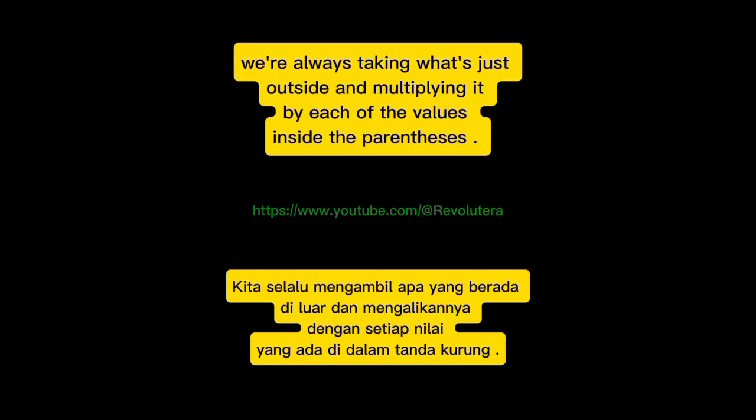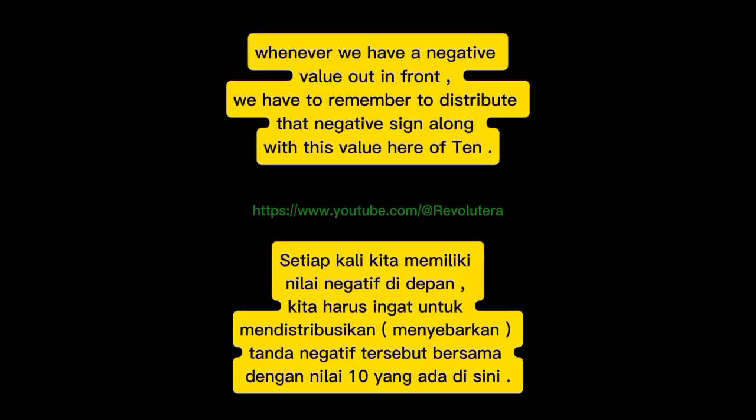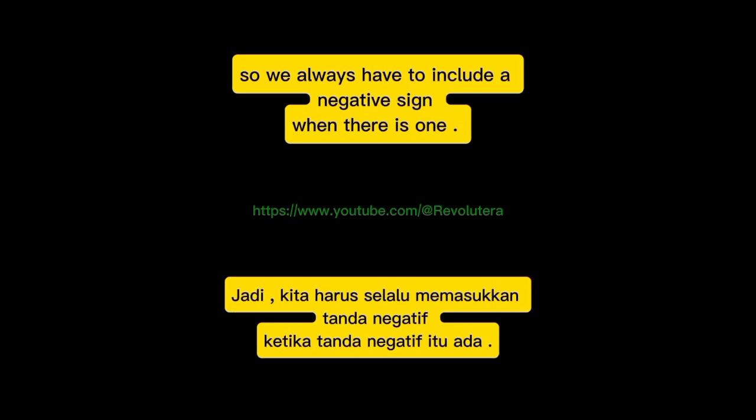We are always taking what's just outside and multiplying it by each of the values inside the parentheses. And if it helps you, you can draw these lines that connect what's outside to each of the values inside to help remind you to connect this outside value to each of the inside values. Whenever we have a negative value in front, we have to remember to distribute the negative sign along with this value here. So we always have to include the negative sign when there is one.